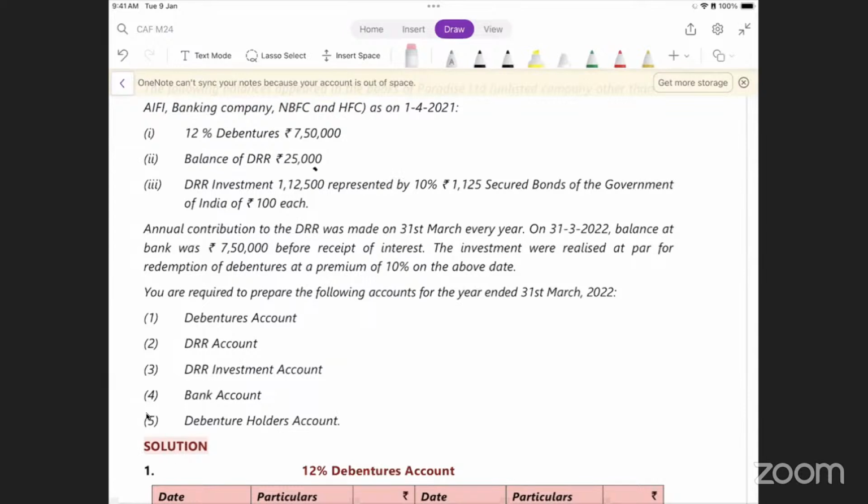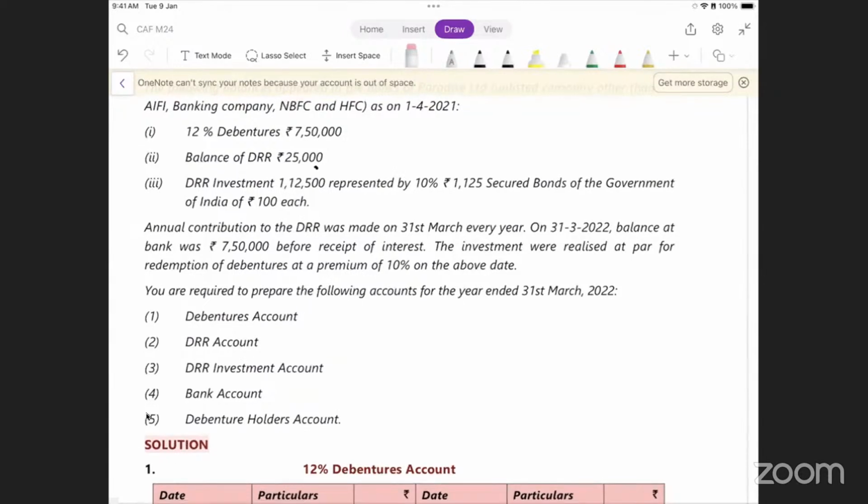It is there. Let's see, they have given the 10% interest. Annual contribution to DRR was made on 31st March every year. On 31/3/22, balance at bank was 7,50,000 before receipt of interest. They have not mentioned the interest payment, so payment is already done, but interest is not received. Payment is made on debentures, so that is a payment entry. Receipt is on the investment, which has not yet been received, as stated by 'before receipt of interest'. So we must make that receipt.